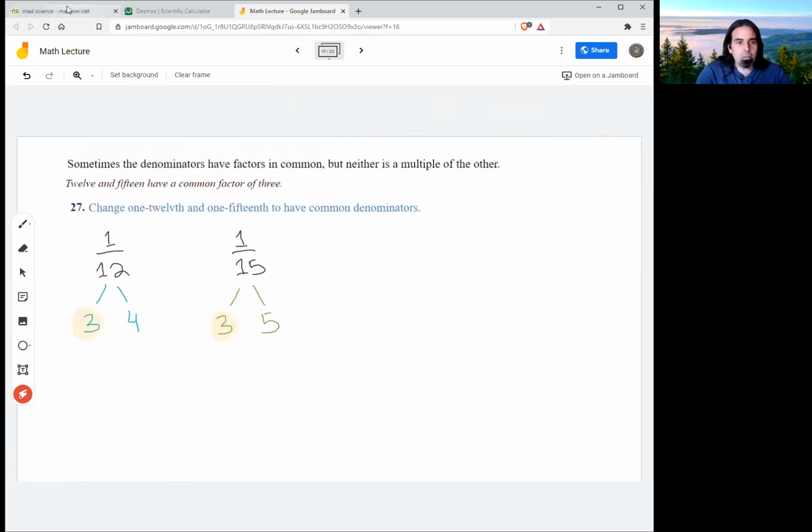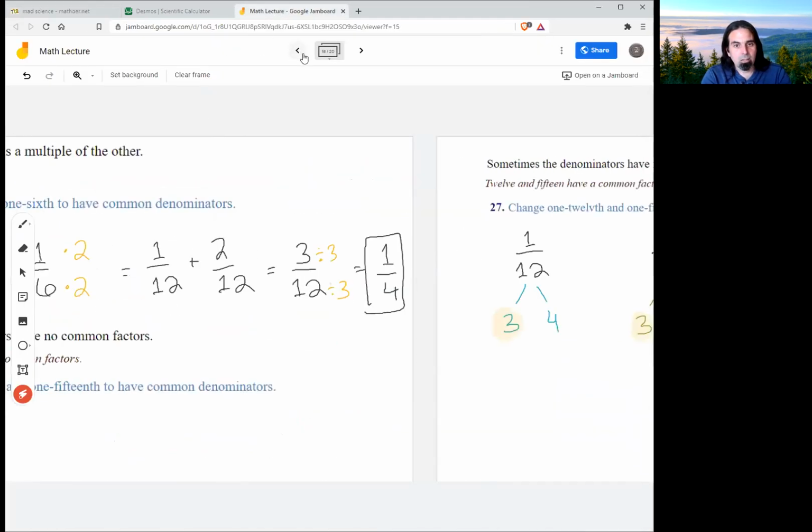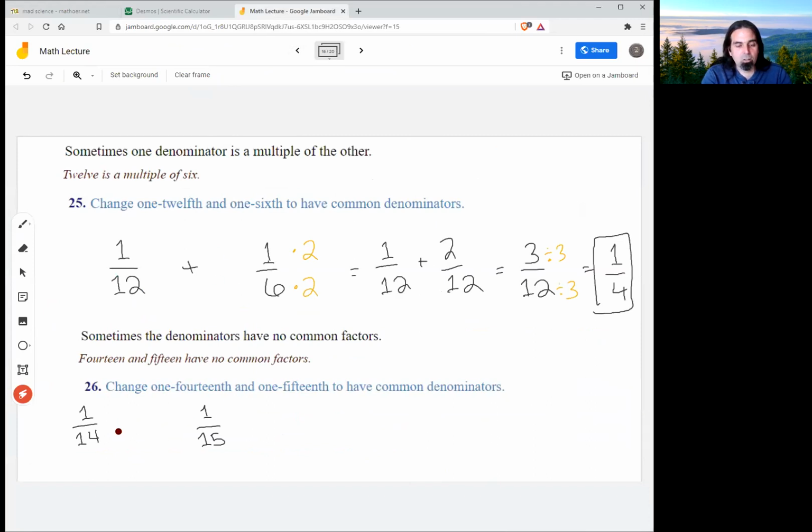Why do we care? Because when we're on this page, we don't have to think as much. All I have to do is notice that 6 is a factor of 12, or to say it another way, 12 is a multiple of 6, and I change the 6 into 12 and I'm done.